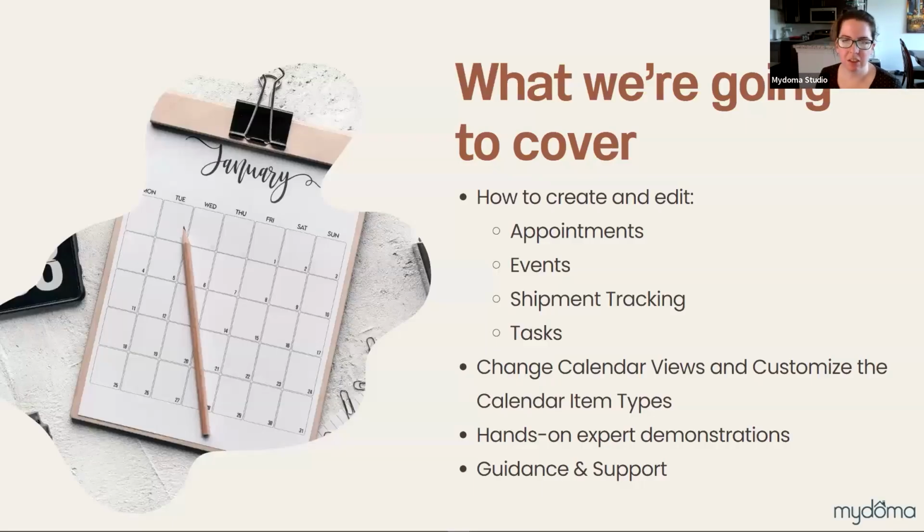So what we're going to cover: how to create and edit appointments, events, shipment tracking, and tasks. These are the 4 different types of things that will show up on your calendar. Something to keep in mind that I failed to mention: the calendar is not available on all plans, and it is also a permission. So if you do not see it, message us to let us know, and we're happy to help guide you on what plan you may need, or maybe a permission.